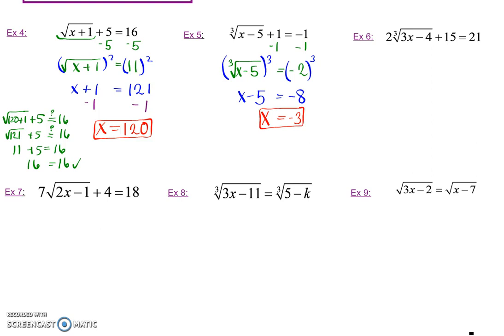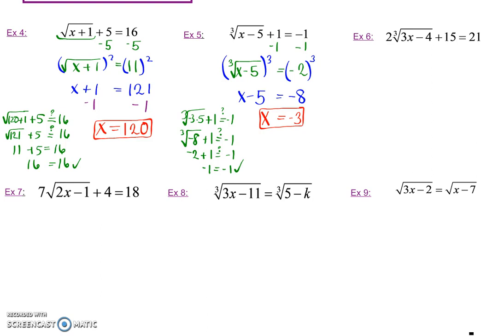Okay? Now we can check that one. So I can come over here. The cube root of negative 3 minus 5, plus 1, see if that's equal to negative 1. So the cube root of negative 8 plus 1. Okay? So we have negative 2 plus 1, and we know that that is, in fact, negative 1. So that one works as well.